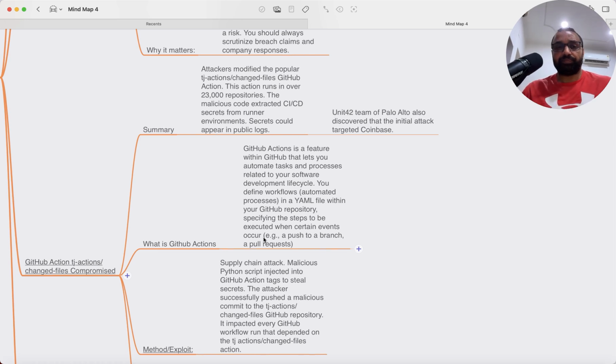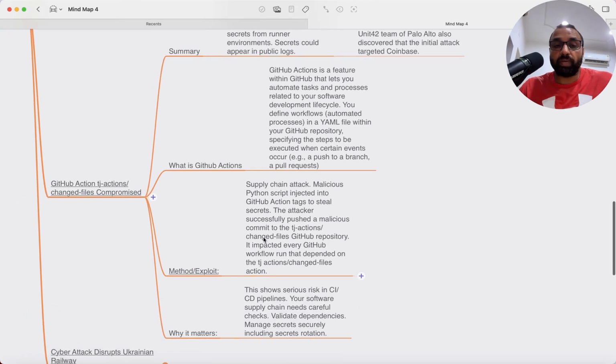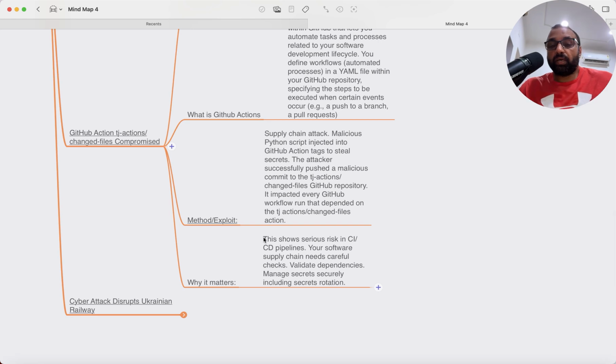And this entire GitHub action repo was compromised. So this action runs in over 23,000 repositories, and this malicious code extracted CI/CD secrets from environments. And these secrets could appear in the public log. In fact, one of the targeted customers from the initial attack was mentioned as Coinbase, a very popular platform. Now, this is a typical supply chain attack.